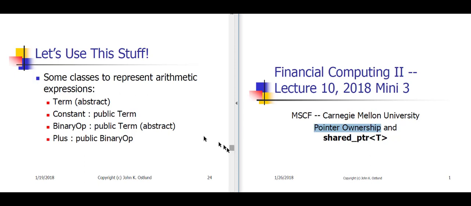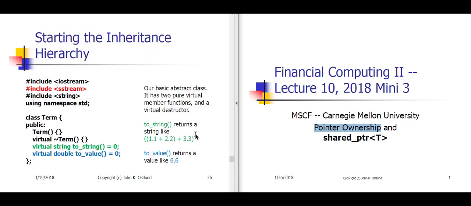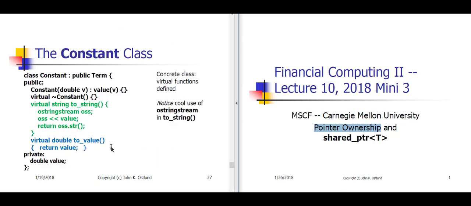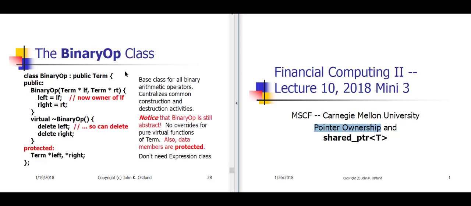for arithmetic expressions. We had term, constant, binary op, plus, and term was our base class, which has these two pure virtual functions, toString and toValue, which therefore need to be overridden in the higher level classes. Constant was one of the higher level classes derived from term that has specific implementations of toString and toValue. Binary op is still an abstract class. It is a base class used for things like plus, times, minus, divides.